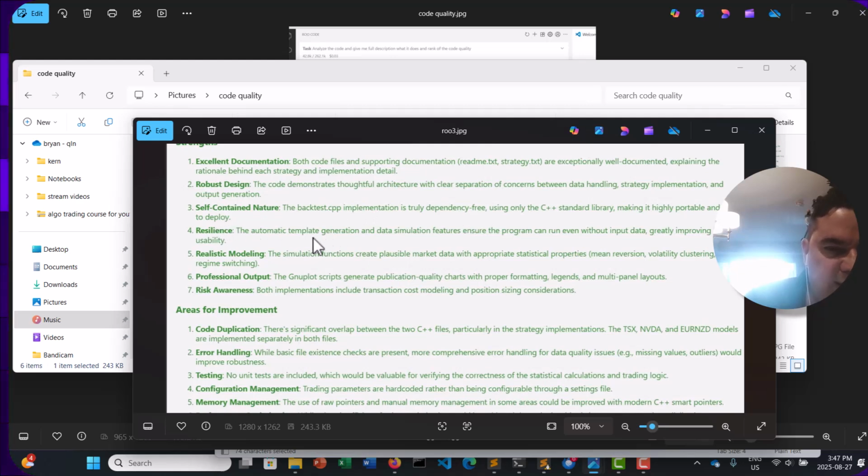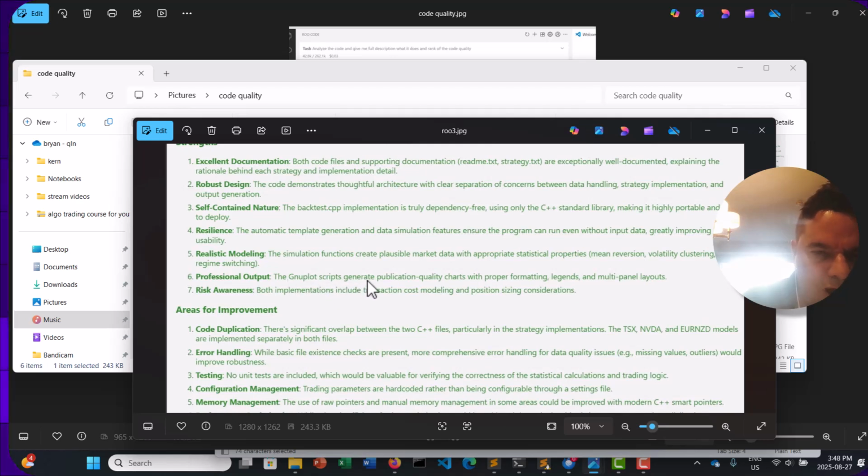Okay. Self-contained nature. Again, these implementations are truly dependency-free. Use only the C++ standard library, which is what you want to strive for. Make it highly portable and easy to deploy. Resilience, automatic template generation, data simulation, ensure the program runs without data, greatly improving usability. Realistic modeling creates plausible market data with appropriate statistical properties: mean reversion, volatility clustering, regime switching.